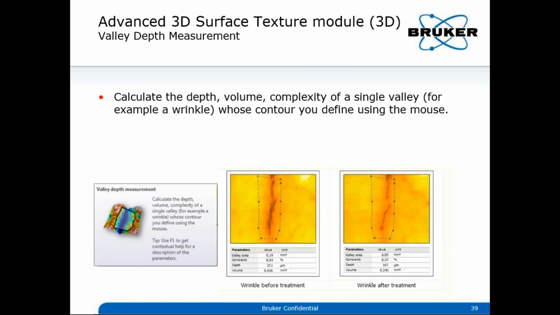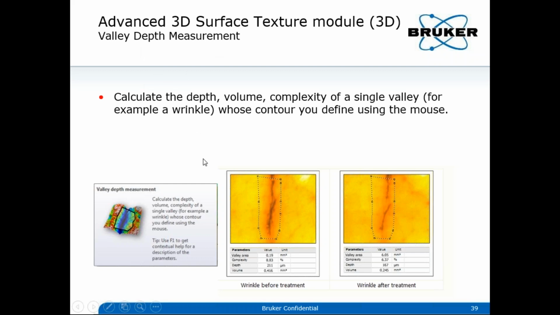In this advanced 3D surface texture module as well, there is a function that does the valley depth measurement. In this example, it is a cosmetic company. So the wrinkles before the treatment and after the treatment: they measure on the artificial skin surface, then you can apply the cosmetic and see the result. So you can compare before and after, using these valley and depth measurements.